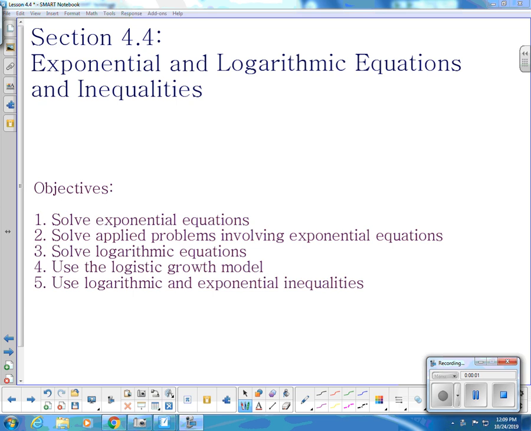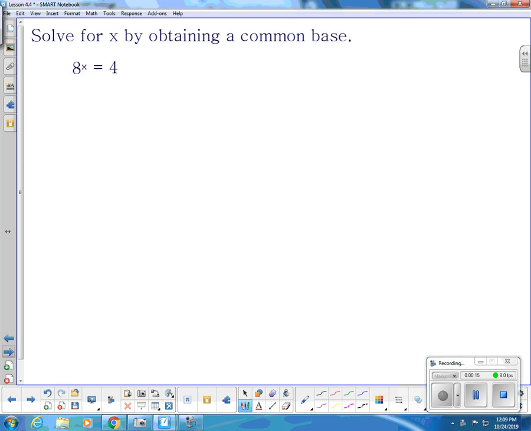Today we're going to solve exponential and logarithmic equations and inequalities if we get to them. So again, some of the things we're going to say, yeah. So first slide, solve using common bases. We did this yesterday, right? Each side goes down to a base.